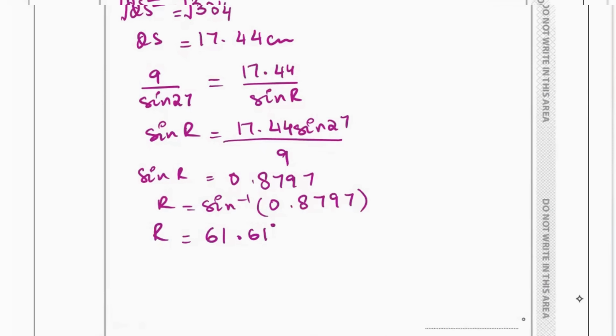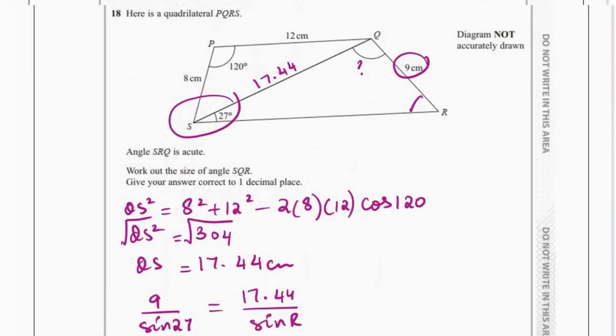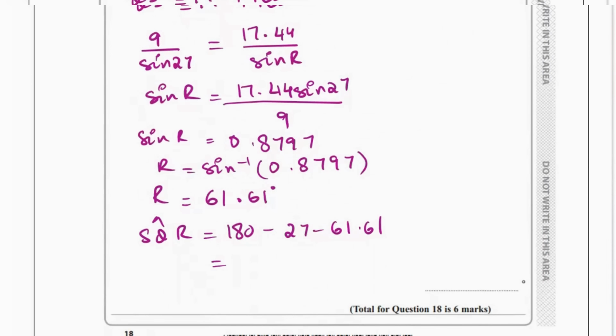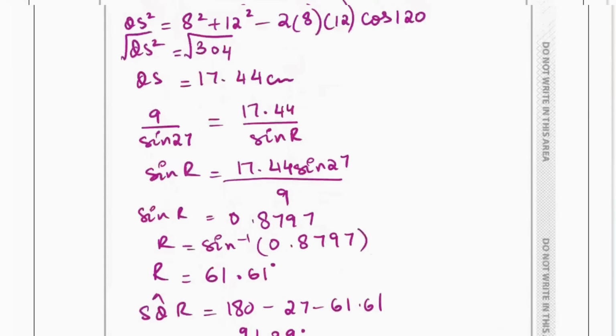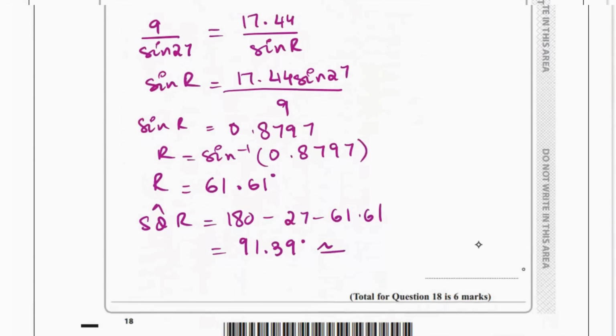61.61. So angle SQR is going to be 180 minus 27 minus 61.61. Let me just check the angles. Yeah, 27 and that. So that's going to equal 91.39 degrees. They want the answer correct to one decimal place, so that's going to be 91.4 degrees. That is your angle SQR.